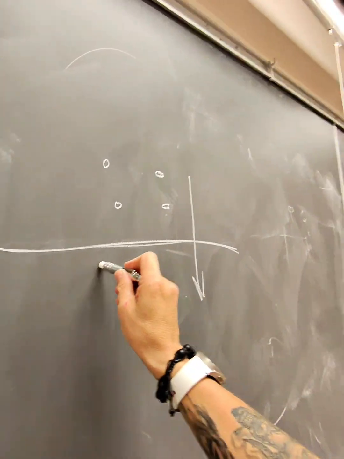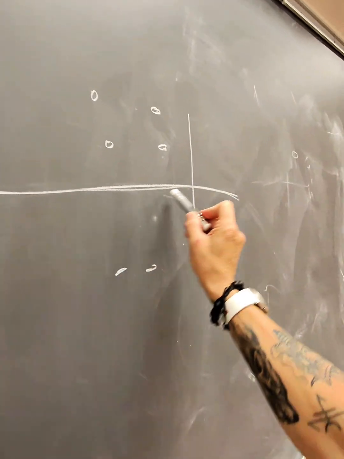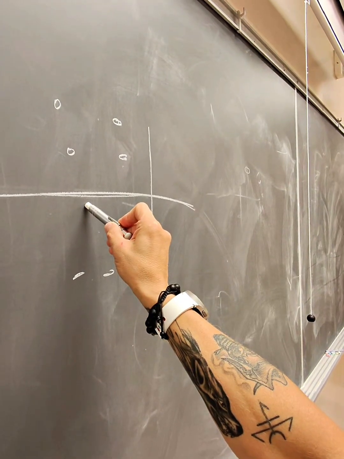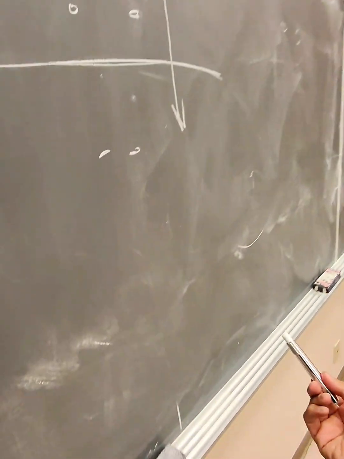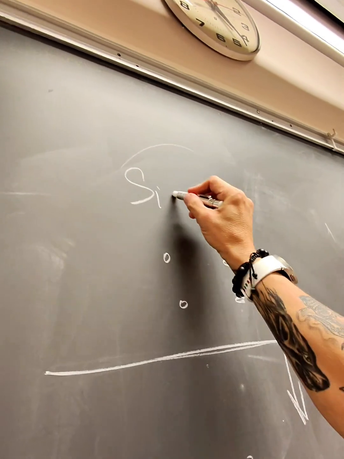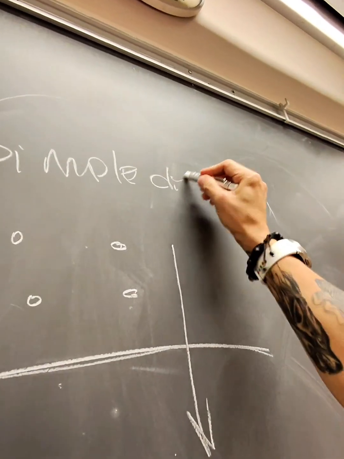And simple diffusion is when molecules are able to go through the selectively permeable membrane without the use of a channel or a carrier mediator. That's simple diffusion. So this is a simple diffusion.